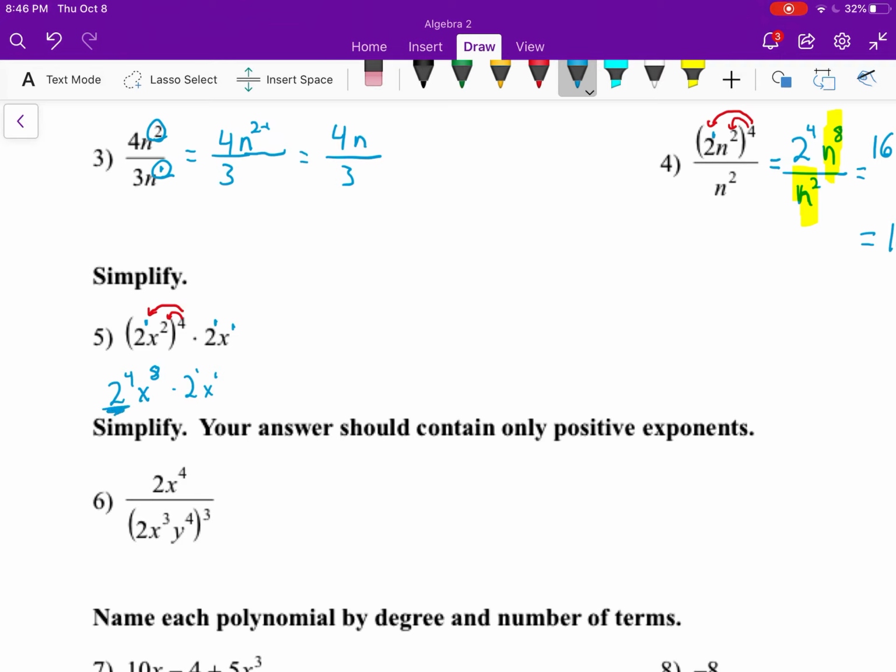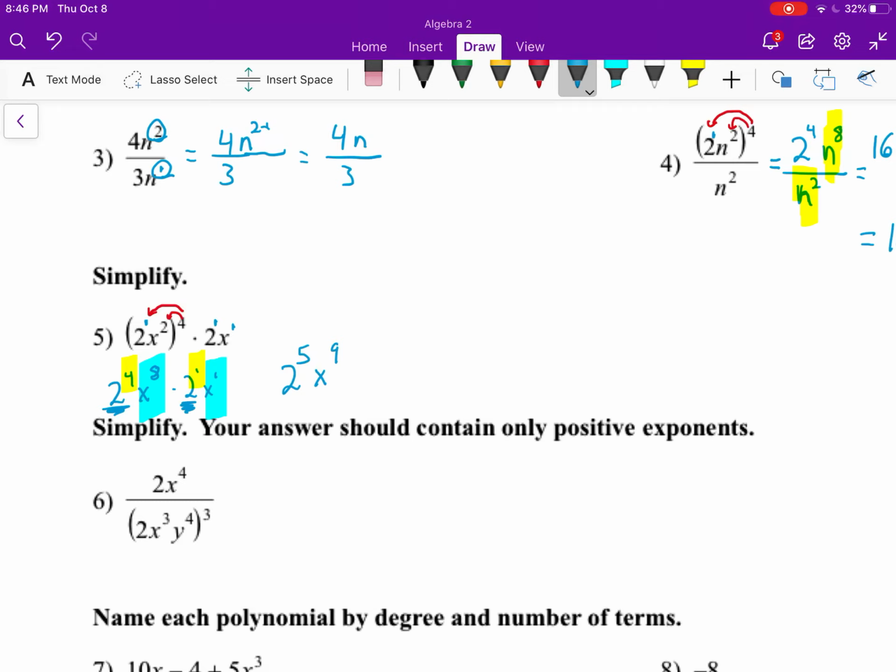Well, now we have a 2 to the 4th times 2 to the 1st. I know this is numbers rather than a variable in this case, but we still add the exponents. So we're going to add the 4 and the 1, so that's going to be 2 to the 5th. And then x to the 8th times x to the 1st, we're going to add those exponents. So we have x to the 8 plus 1, which is 9. And that's our answer for that one.